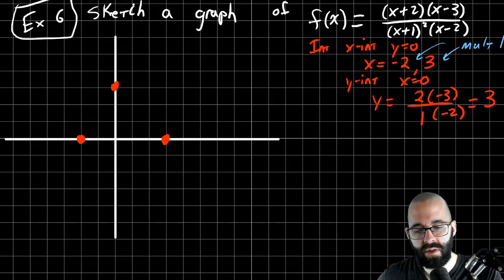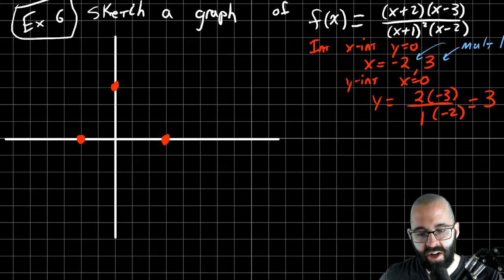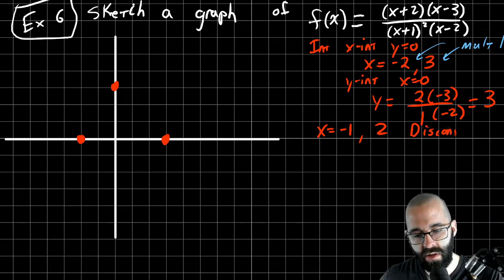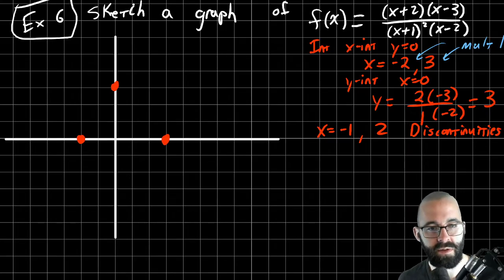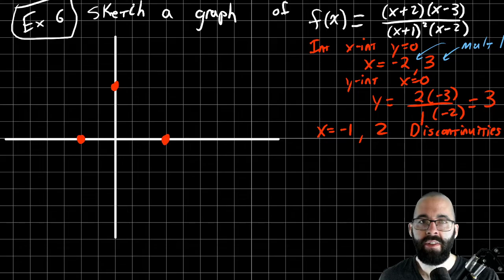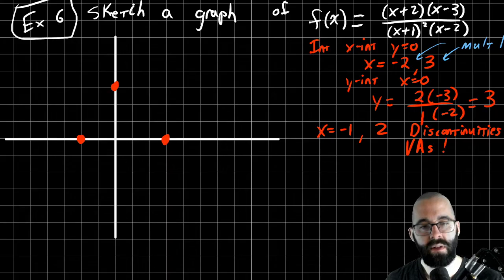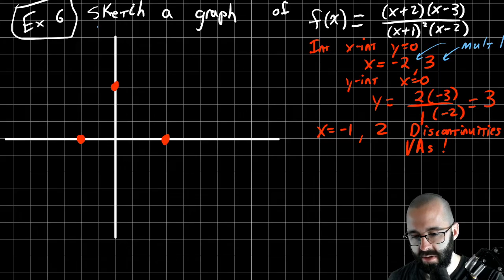So the candidates for the discontinuities, right? The discontinuities are going to be when the denominator equals 0. Discontinuities are going to be right here. -1 and +2. Question is, are these removable discontinuities or vertical asymptotes? Look at the earlier video. They don't share any factors, so they have to both be vertical asymptotes. So at -1, there's a vertical asymptote. At +2, there's a vertical asymptote.